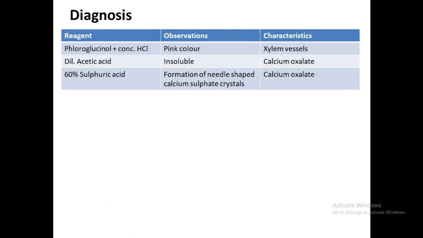In presence of phloroglucinol and concentrated HCl, the xylem vessels of the drug show the pink color. In presence of dilute acid, the calcium oxalate crystals are insoluble. In presence of 60% sulfuric acid, the needle shaped calcium sulfate crystals are formed from calcium oxalate.